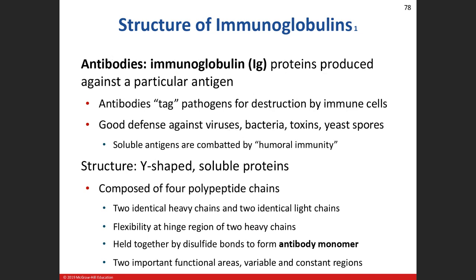So you'll also notice that in between, in that Y section there, we have what's known as the hinge region, which is this region right in here. That just allows the Y part to be more flexible, to move around, so it can attach to an antigen easier. It helps that out.